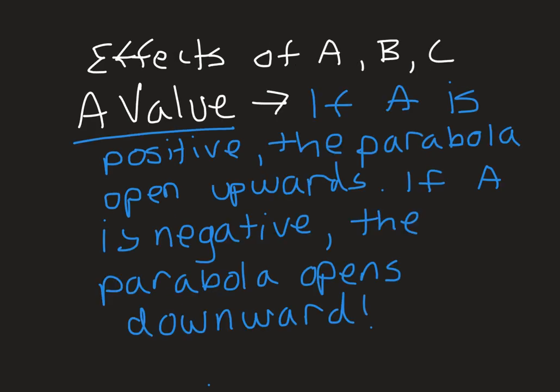Now let's see how each term affects the parabola's shape and position. Let's talk about A. A is the value that determines whether the parabola opens up or down. If A is positive, the parabola opens upwards, like a smile. If A is negative, it opens downwards, like a frown. It also affects how wide or narrow the parabola is. Larger values of A make the parabola narrower, while smaller values make it wider.